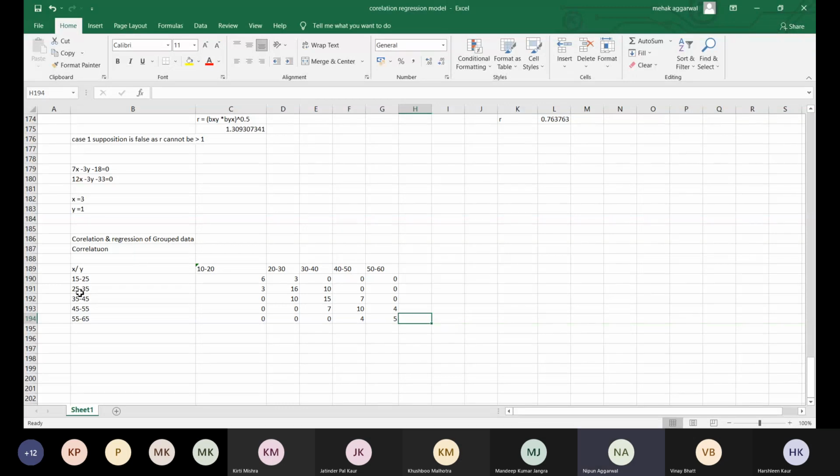In the same way, as the age group increases from 25 to 35, there will be 3 individuals who have a salary of 10 to 20, 16 individuals who have a salary of 20 to 30, 10 between 30 to 40 and so on. So this is the data in which the number of individuals is given to you, who lie in the respective age bracket and income bracket.